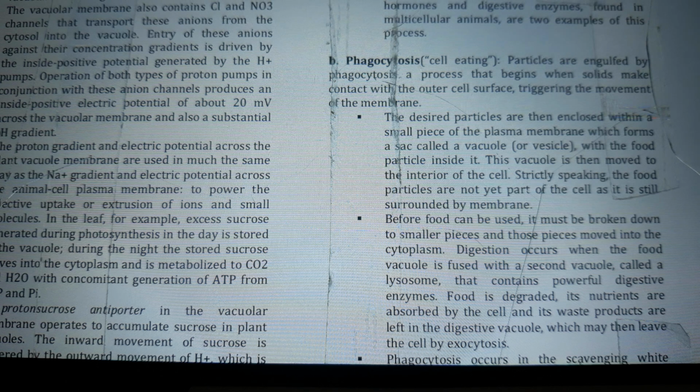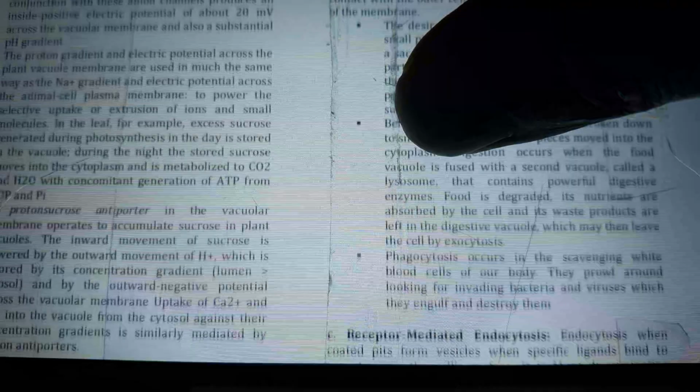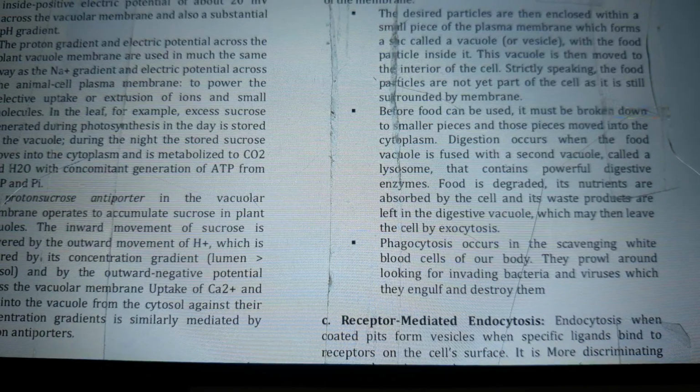Entry of anions against the concentration gradients is driven by the inside-positive potential generated by the hydrogen pumps. Operation of both of these types of proton pumps in conjunction with these anion channels produces the inside-positive electric potential of about 20 mV across the vacuolar membrane and also a substantial pH gradient.